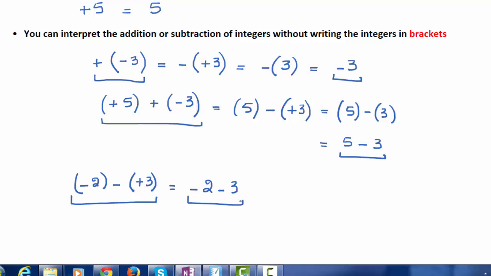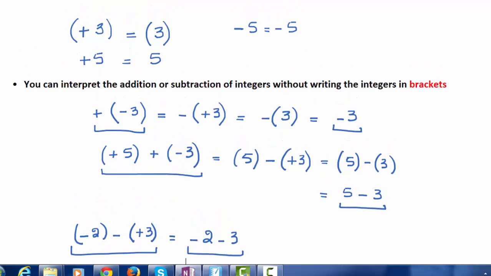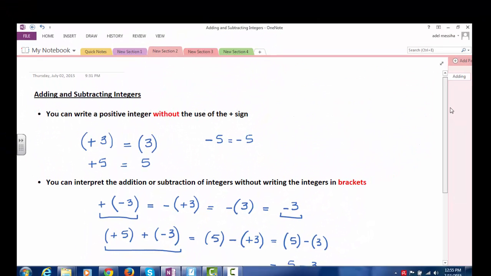Okay, now how do we go to something more advanced? Some students say that using the number line is a waste of time. Yes, but it was a strategy.